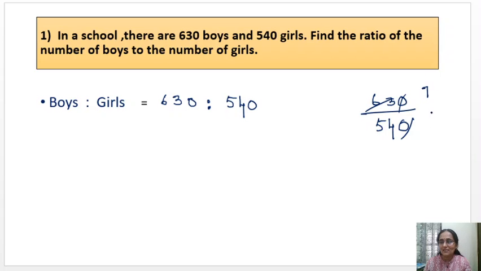9 sevens are 63, 9 sixes are 54. It is the ratio. Always you have to write the ratio in its simplest form. You cannot write 630 is to 540 and leave that. You have to reduce to the lowest form, then you have to write the ratio. The ratio of boys to girls is 7:6.